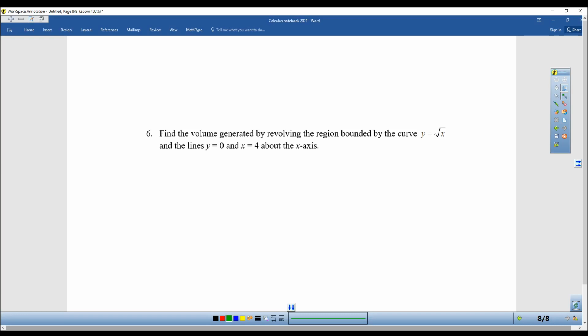So this last one is very straightforward. It doesn't teach you anything new. So if I were you, I would try it on your own and see if you can do it. The answer is 8 pi. But of course, I am going to do it for you. Find the volume generated by revolving the region bounded by the curve y is equal to the square root of x, and the lines y is equal to 0 and x is equal to 4 about the x-axis.